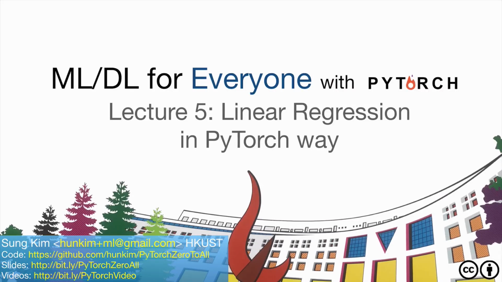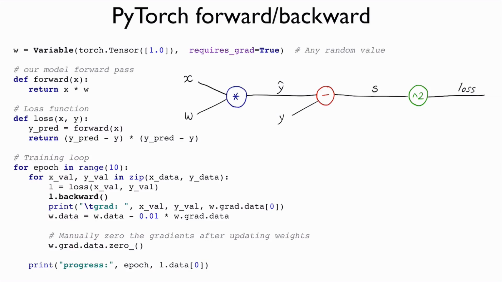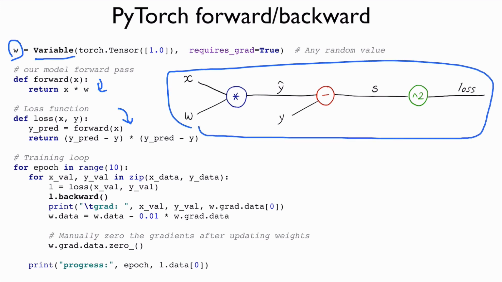In this lecture, finally, we are going to use PyTorch to implement a linear regression model. In our previous lecture, we talked about how we're going to build a computational graph using PyTorch variable. The idea was pretty simple. We just create a variable using PyTorch variable, and then we can perform any operations as in a usual Python program. PyTorch knows that there is a variable, and builds this kind of computational graph automatically.